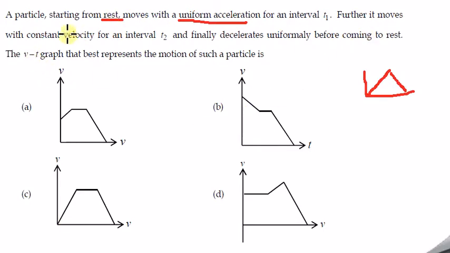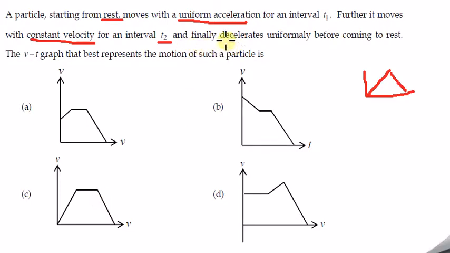Further, it moves with a constant velocity. This is another keyword for you to understand. What is constant velocity? Constant velocity means the line is parallel to the x-axis, that is the time axis, for a time interval t2. As I told you, uniform velocity is represented by a line parallel to the time axis. Next we have to understand in depth.